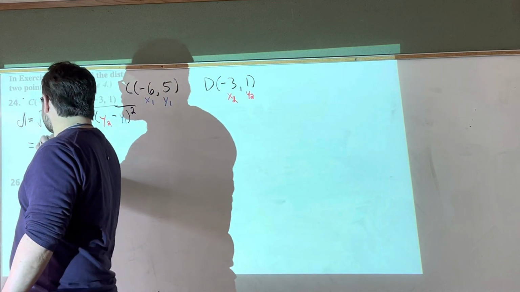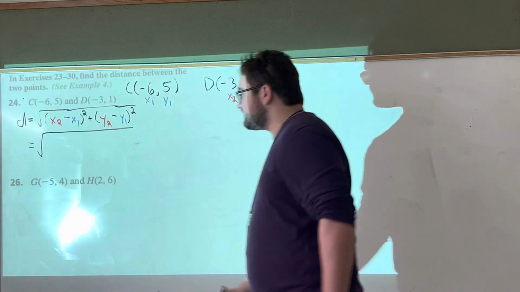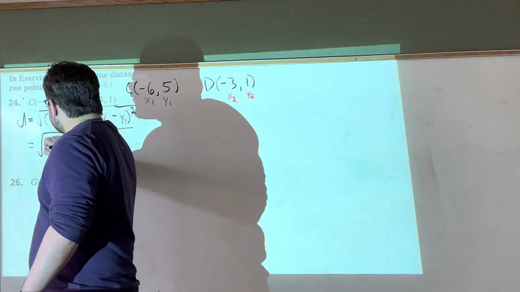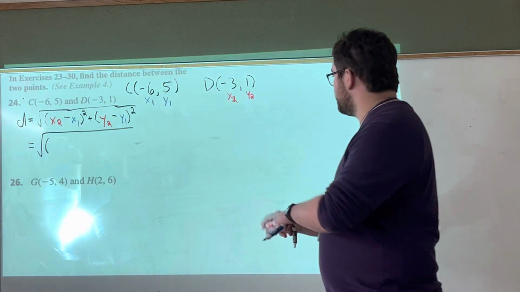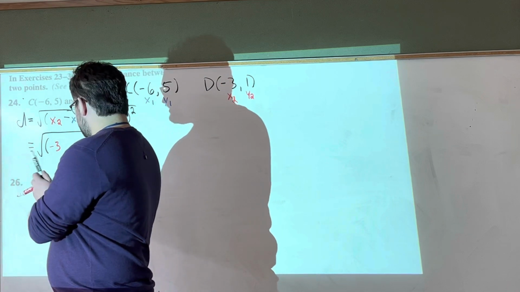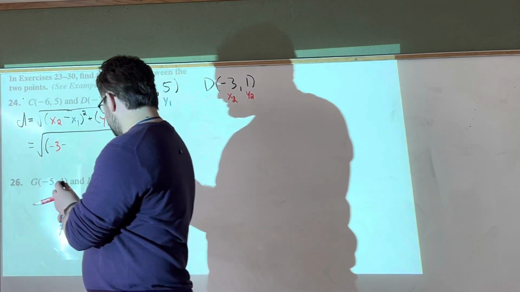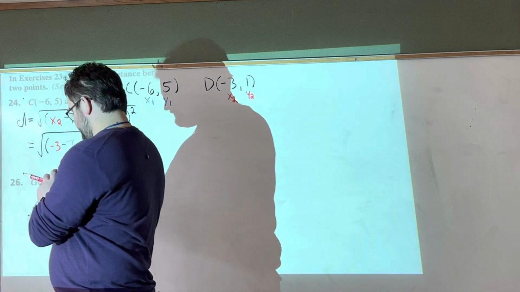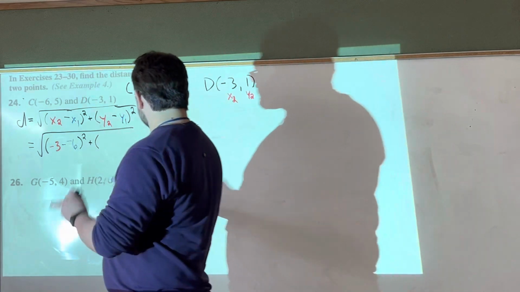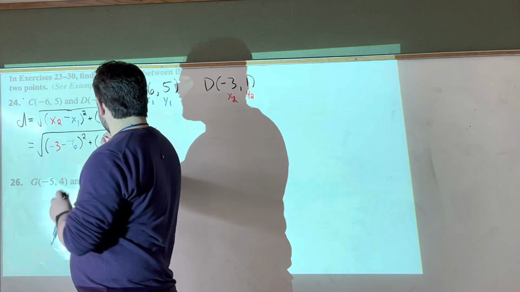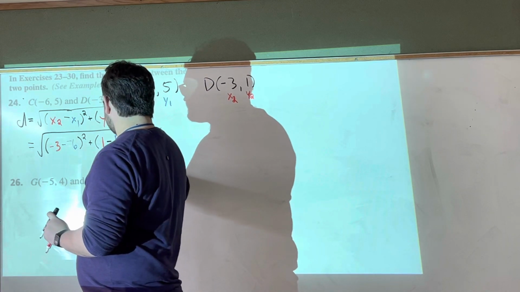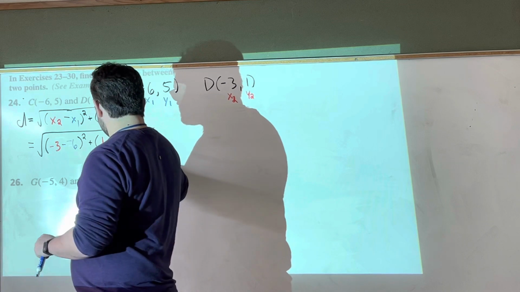So d equals, our square root carries down, and the way I work this, we take very slow, deliberate steps. So x2 minus x1, that is going to be -3 minus -6, squared, plus y2, which is going to be 1, minus 5, squared.